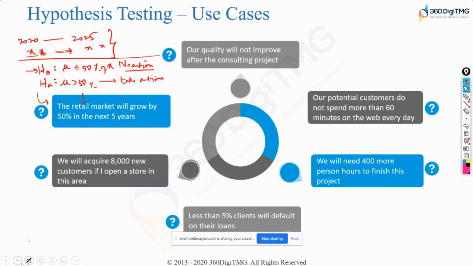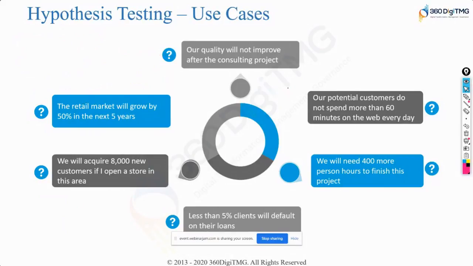Another example. Our potential customers do not spend more than 60 minutes on the web every day. So I'm a director of Innodatatics and I want to do marketing of my product. We have automatic attendance and thermal tracking system product, which we have launched in the market. So I want to do more marketing. So I'm asking my marketing team to help me out. Innodatatics wants to market a product.